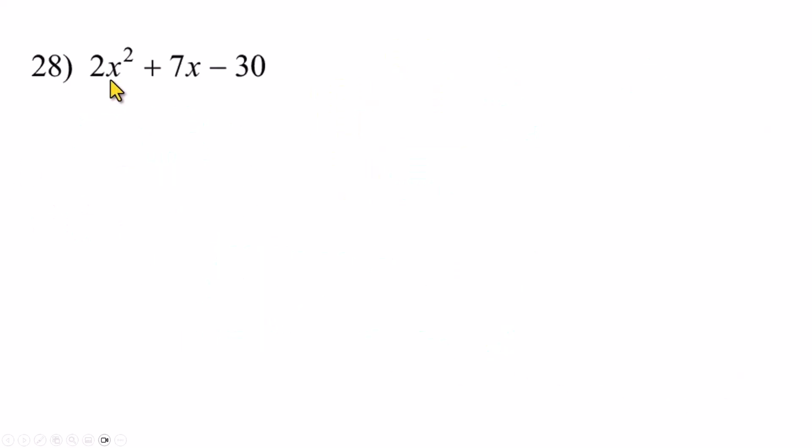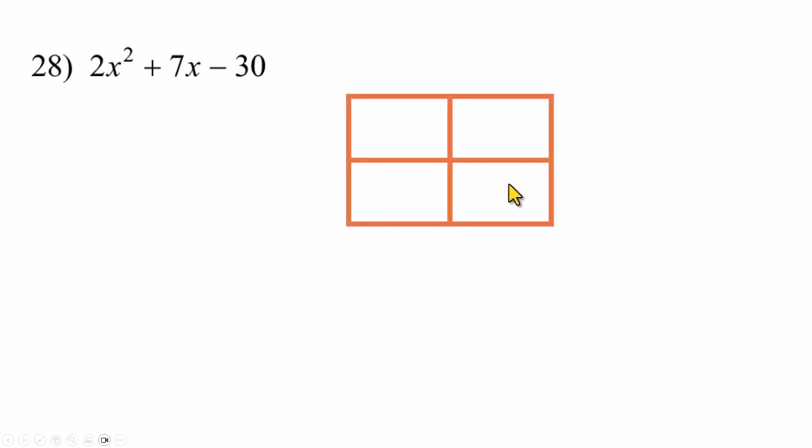Look at all 3 terms. There's nothing you can pull out that goes into all of them. The 7 is the one that's kind of messing things up. So let's go right for the box. The first term goes in the first box. The last term with its sign goes in the last box. We do not know what these are going to be, but we do know that once we figure it out, they have to combine to be a 7.